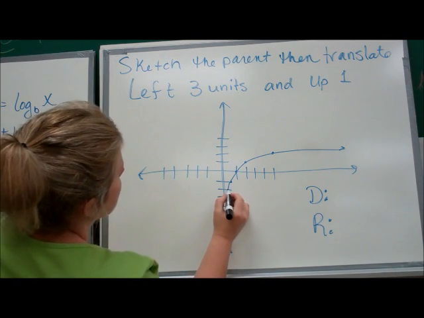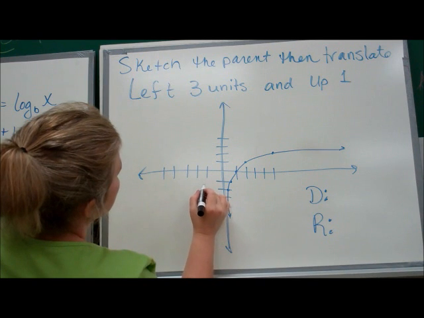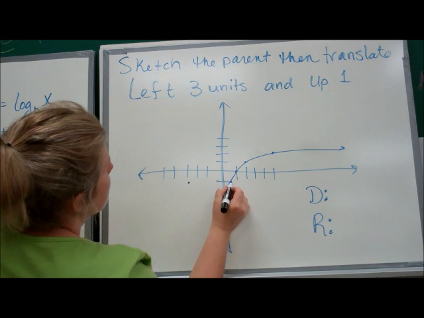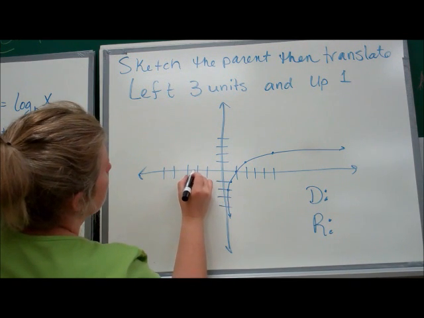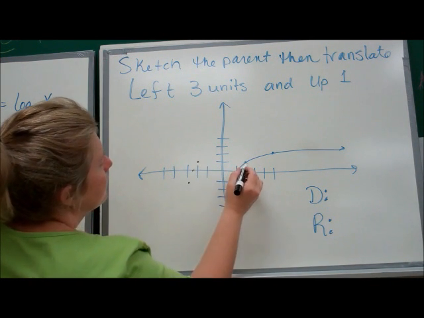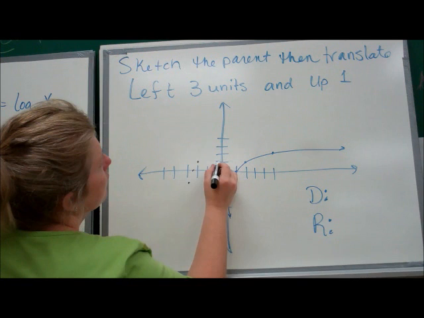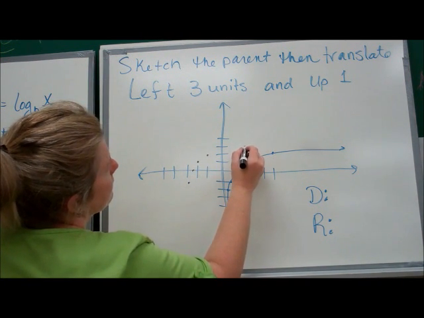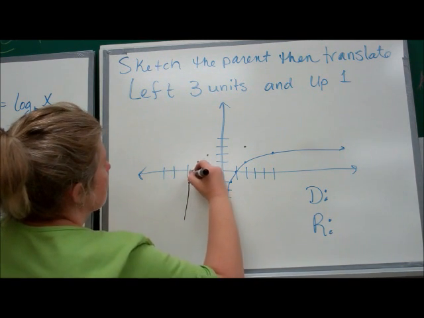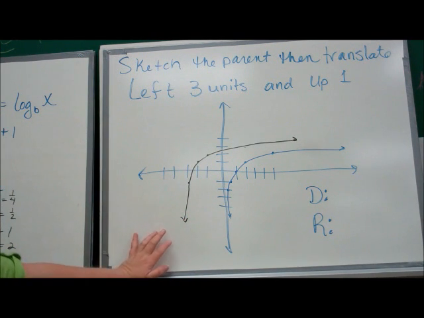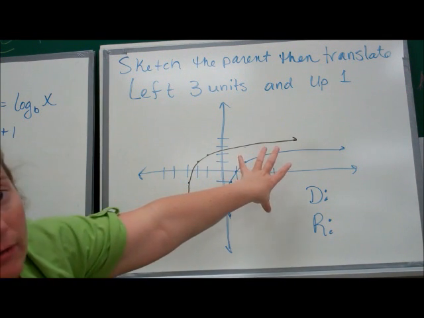So here's this one. I'm going to go 1, 2, 3, and up 1. That one's going to come back to 1, 2, 3, and up 1. Here is going to be 1, 2, 3, and up 1. And so on for the remaining points. And here is the translated version. Okay. Now, eventually you'll get quick enough to where you may not have to graph this one.